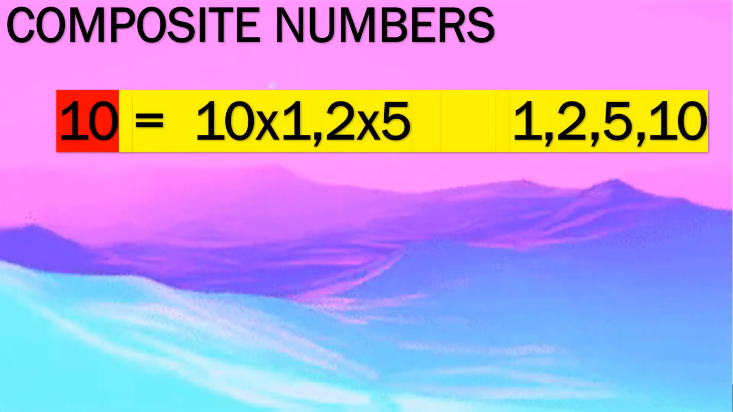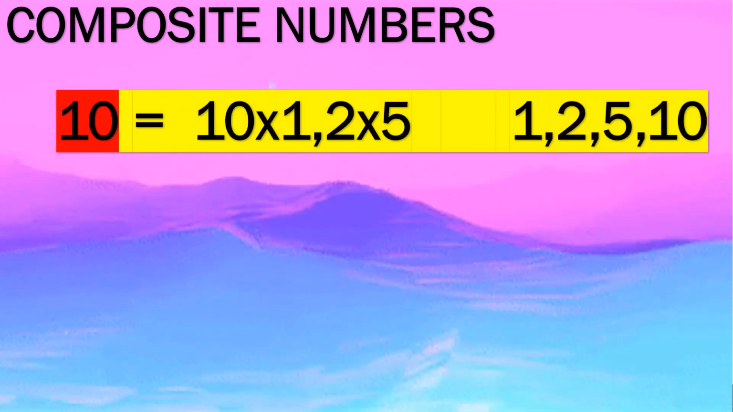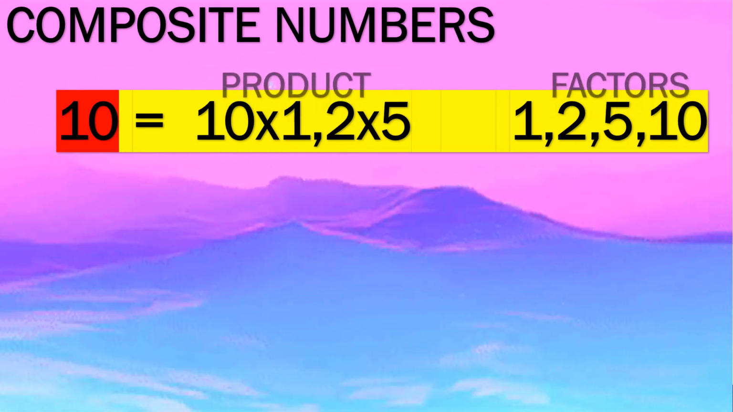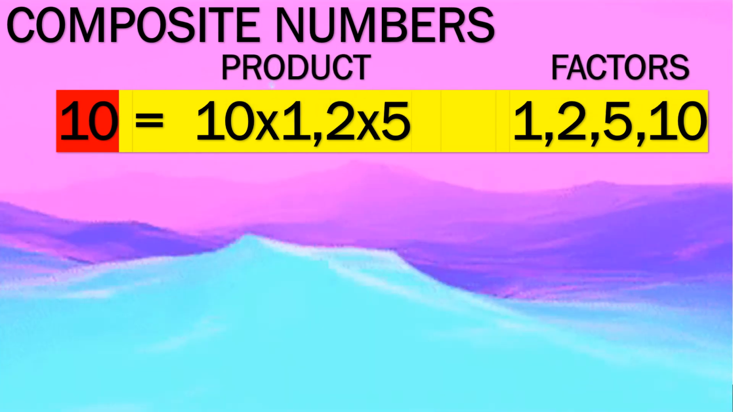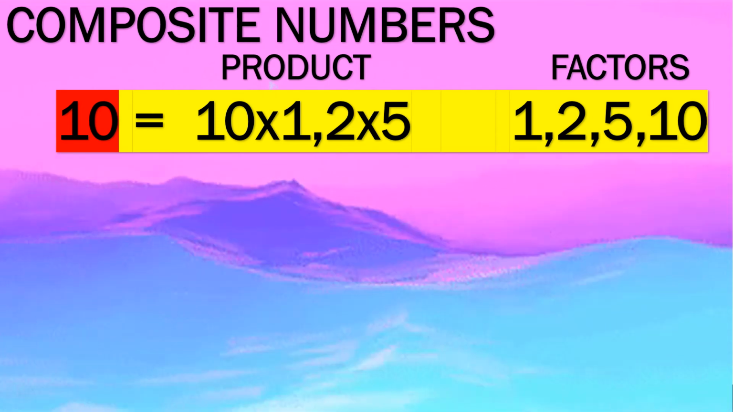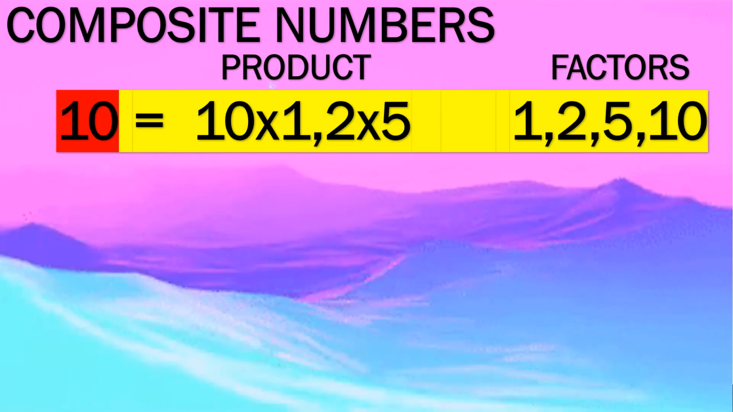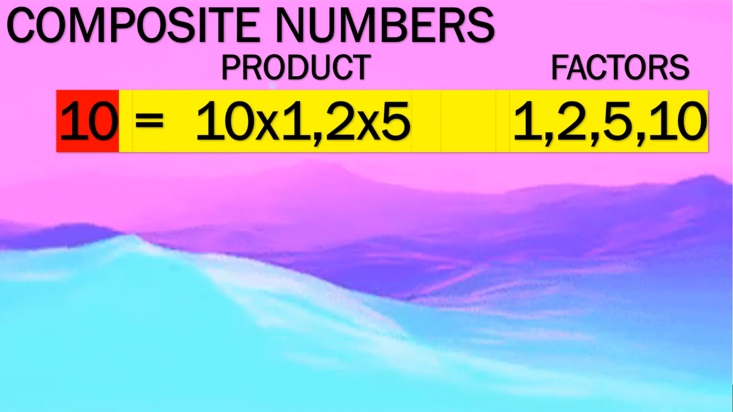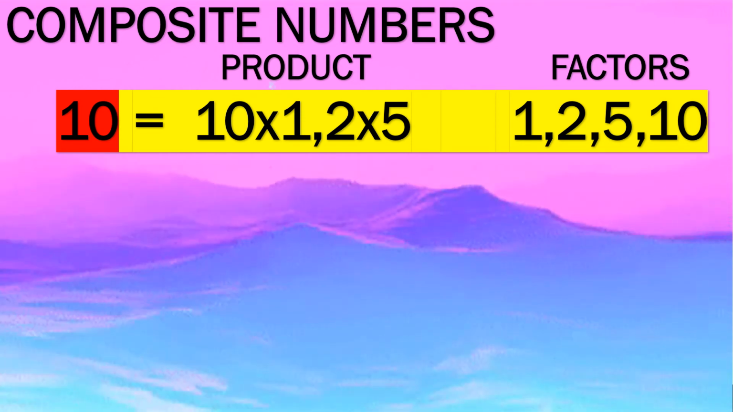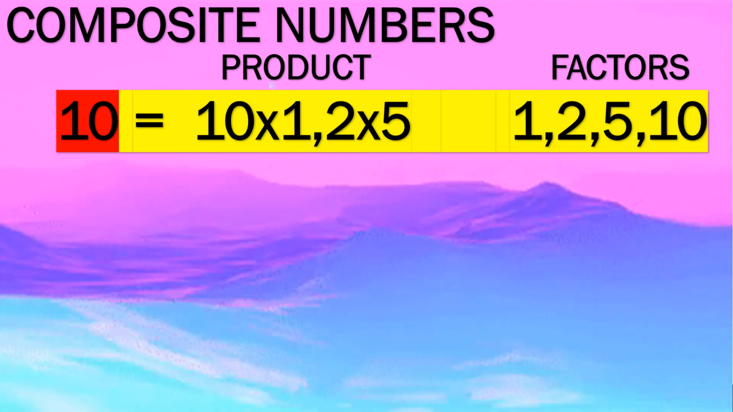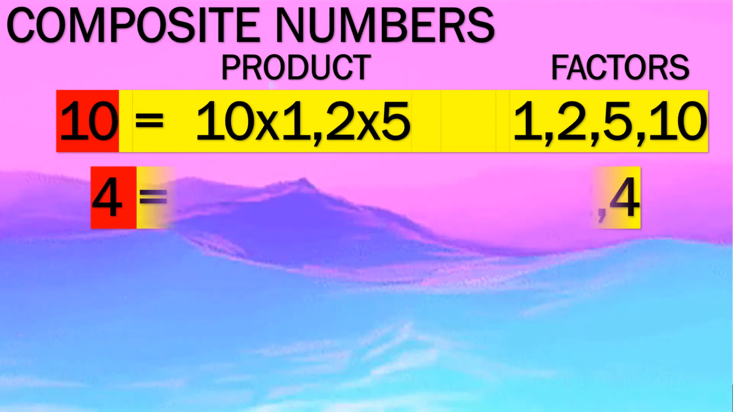So what is now a composite number? A composite number has more than two factors. So we have the product and the factors. So let's say, for example, number 10. The product is 10 times 1 and 2 times 5. So the factors are 1, 2, 5, and 10. So it's more than 2 factors. So it's a composite number.